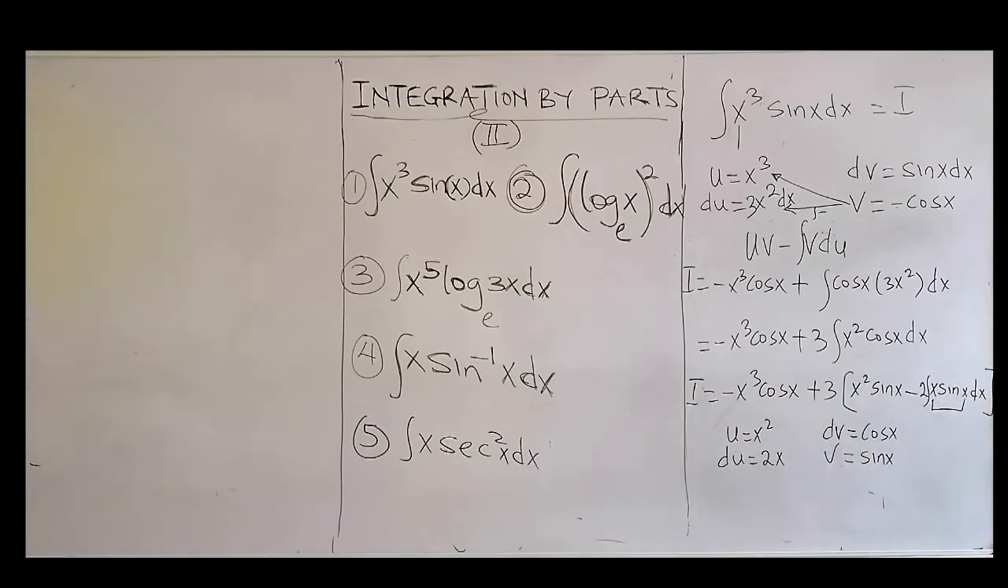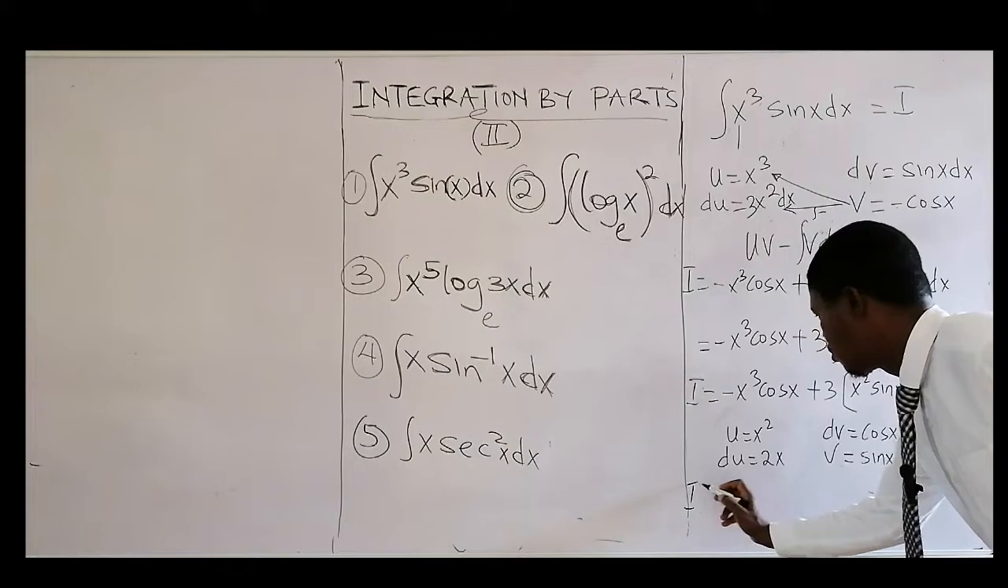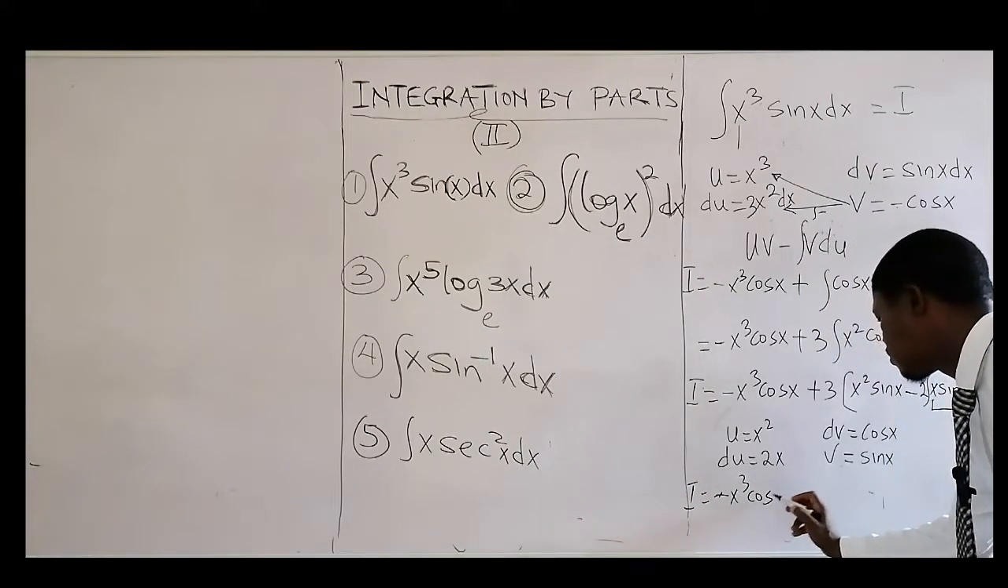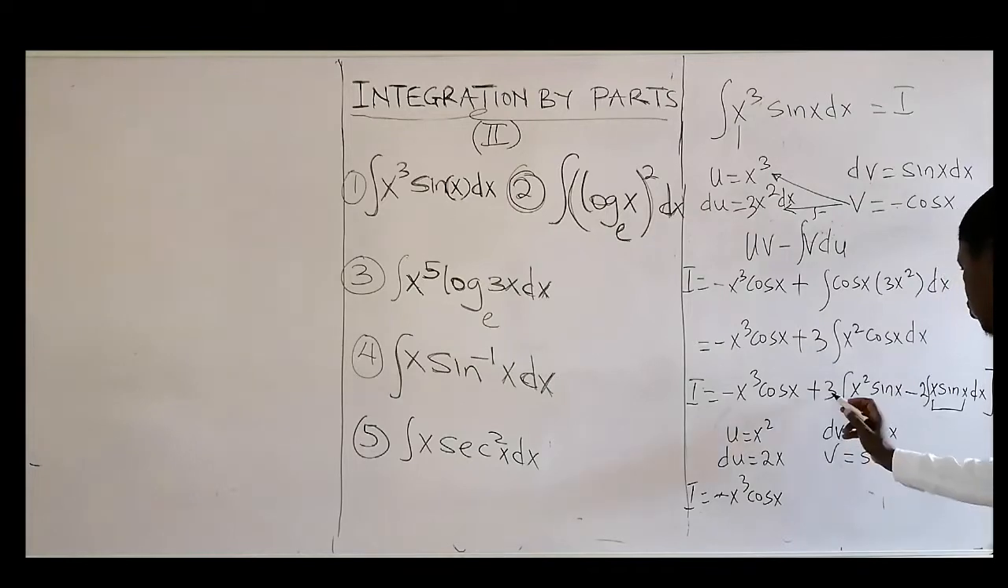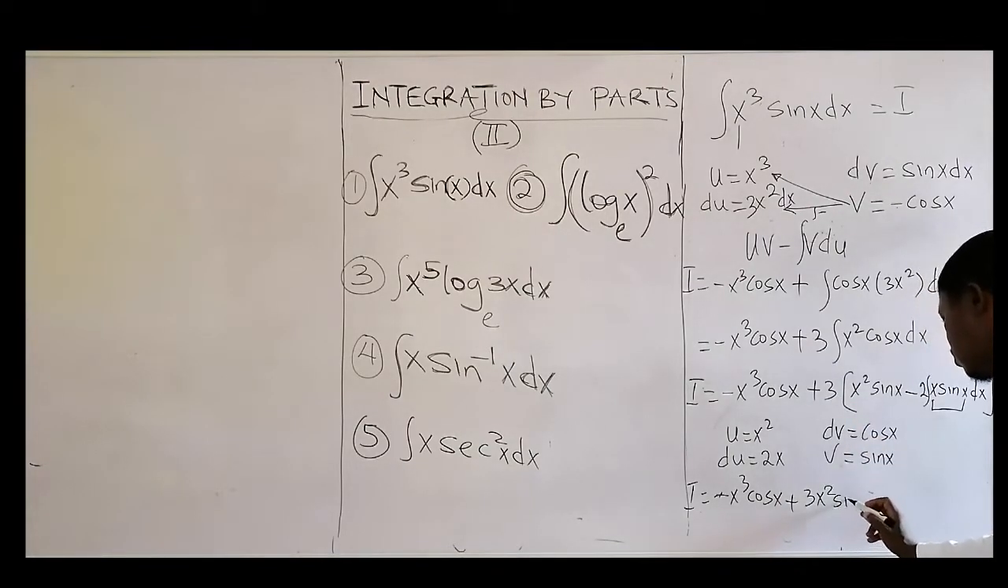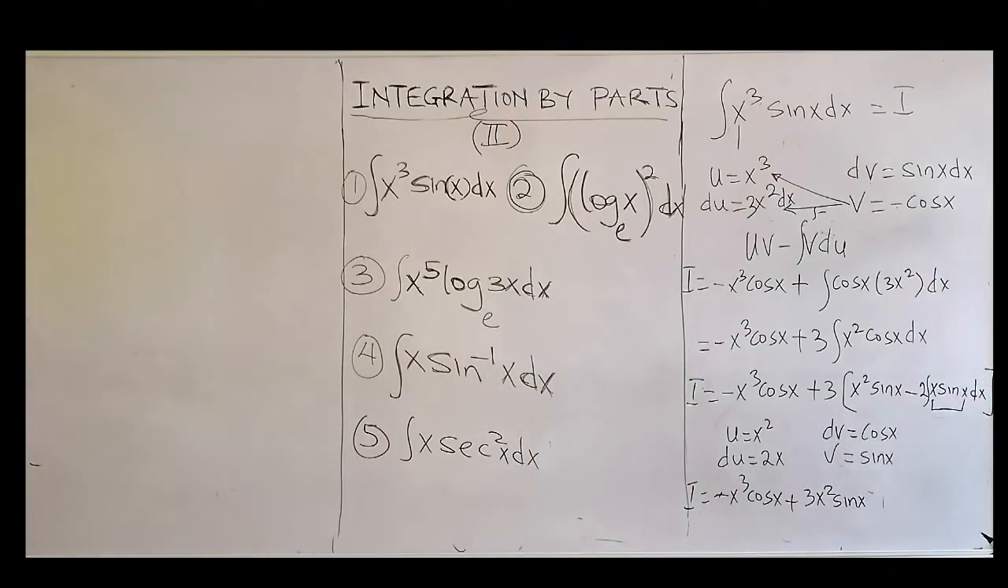Now we can start opening. So I equals minus x cubed cos x. Then open this one: plus 3x squared sin x. Then minus 3 times 2, that's minus 6 times the integral of x sin x dx.